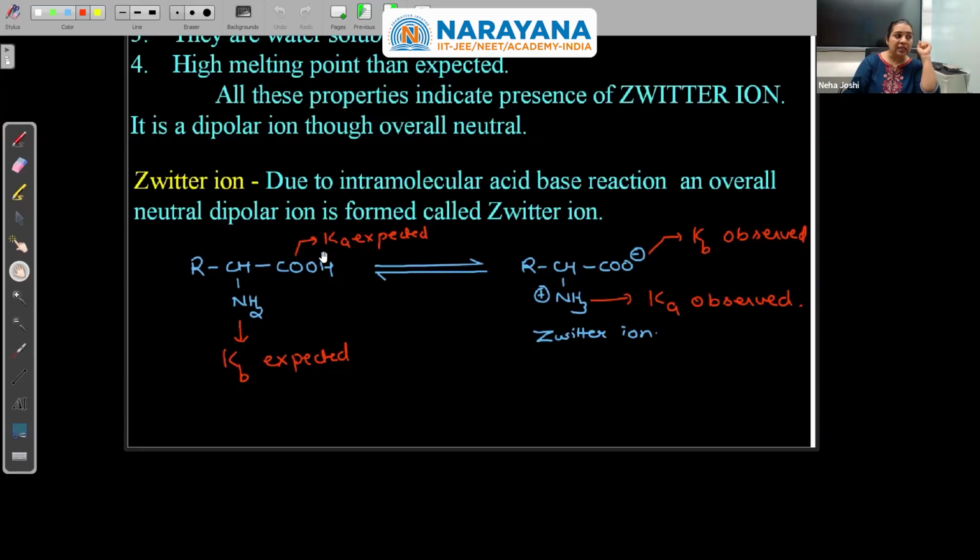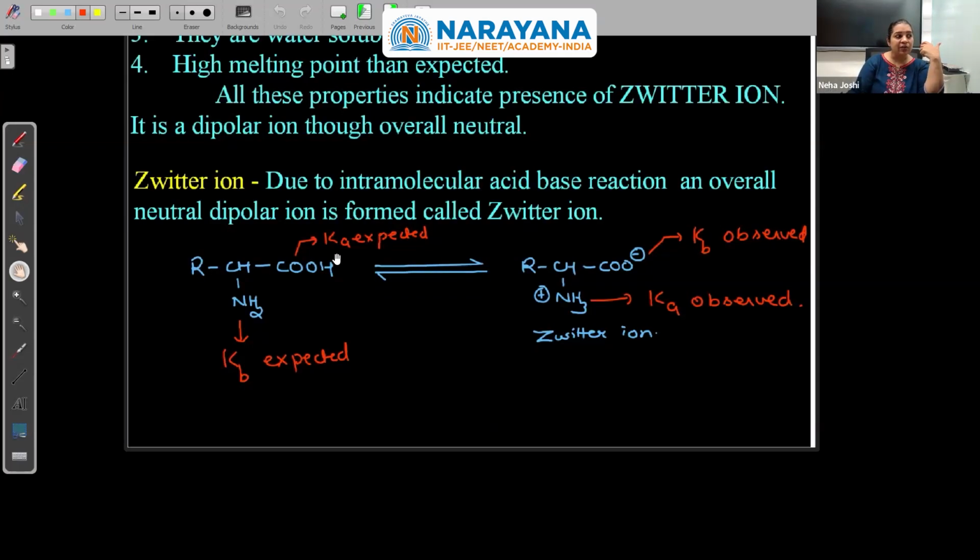So this is the Ka that we expected, that of carboxylic acid. This was the Kb we expected. But what we found is in fact absolutely different. We did not find the Ka of carboxylic acid. We observed the K of the conjugate acid of NH2. Are you getting my point?